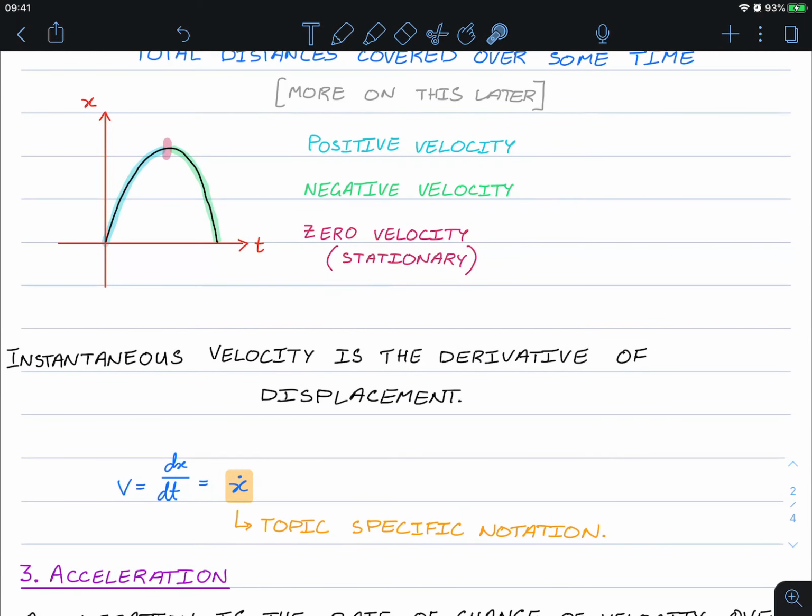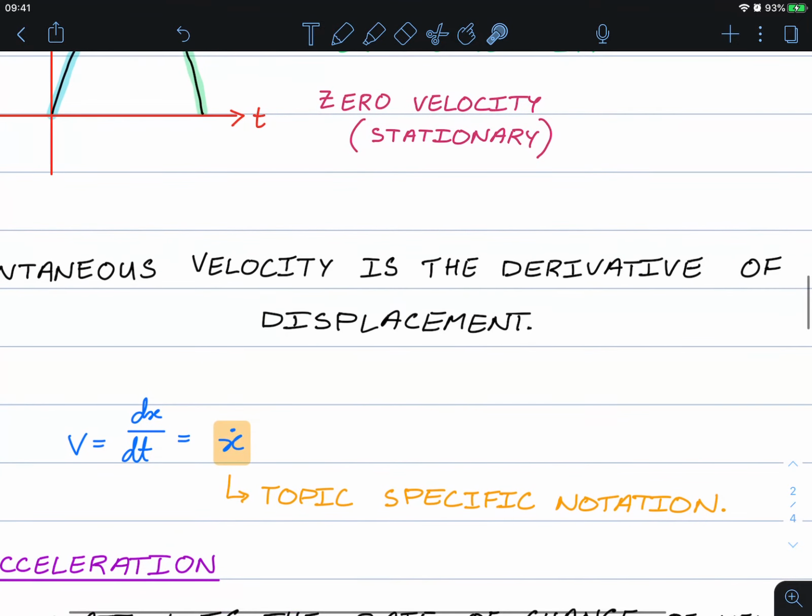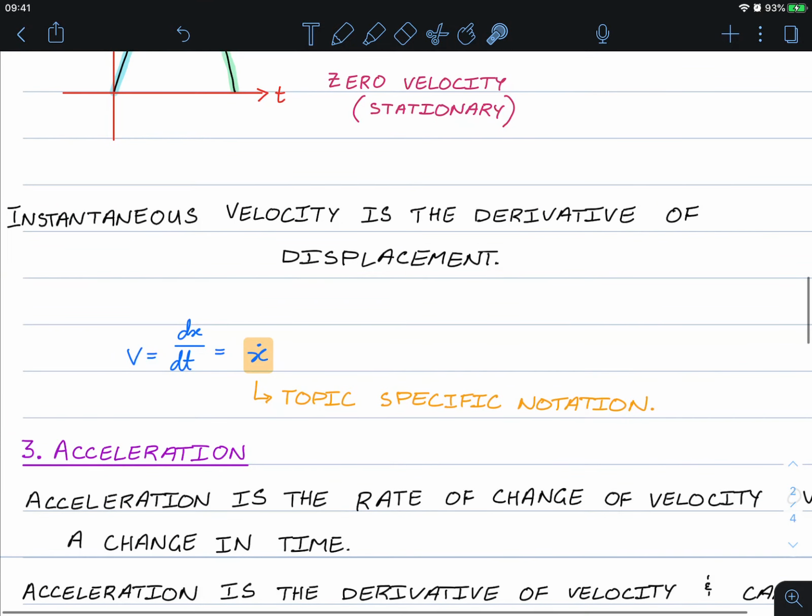An aspect that we should learn is instantaneous velocity. That's very important we include this, because instantaneous velocity is the derivative of displacement. So v, velocity, is dx on dt, which is this new symbol here, x dot. This is just topic-specific notation.